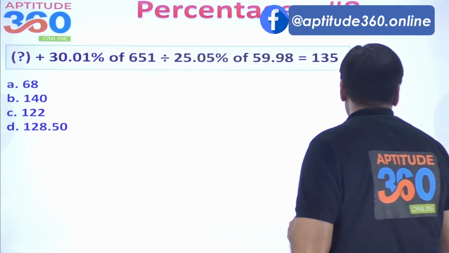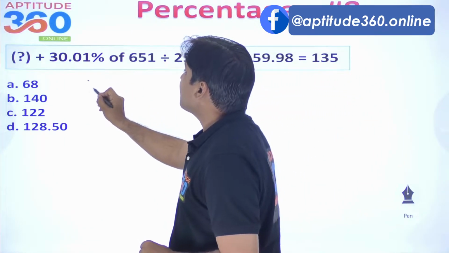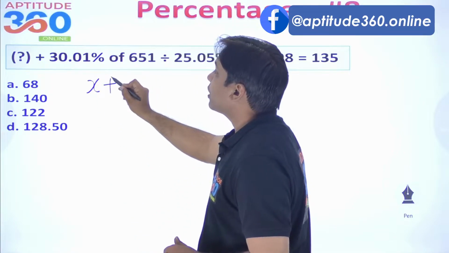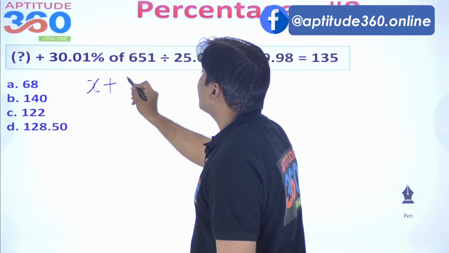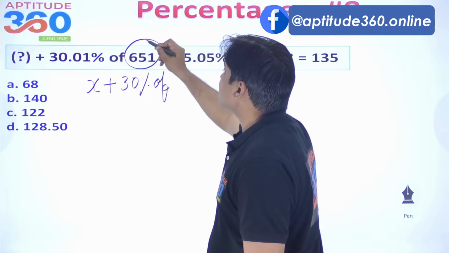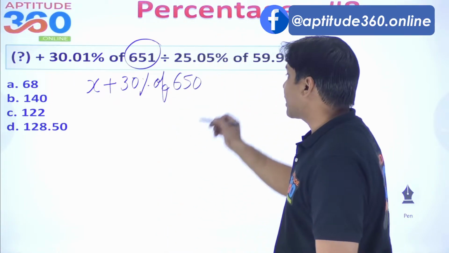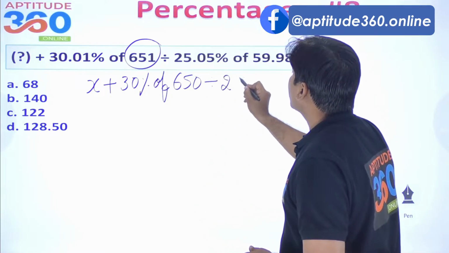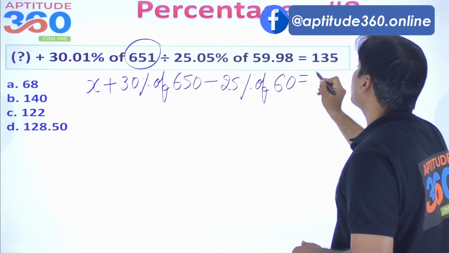Say you have got, let us change the color, you have got this question mark. Say for me the question mark is x, and this is 30%. So I'll write, or 30.01 can be written as 30%, right? It can be written as 30% of, rather than writing 651, I am writing this as 650. What difference does it make, right? And then the division, 25% of, I will write this as 60, is equal to 135.